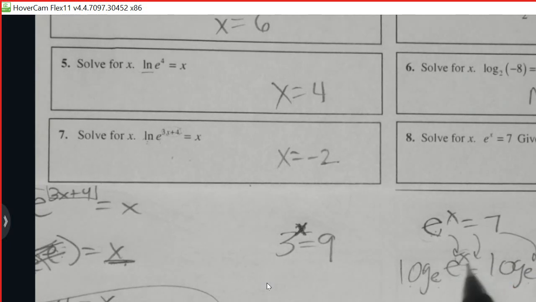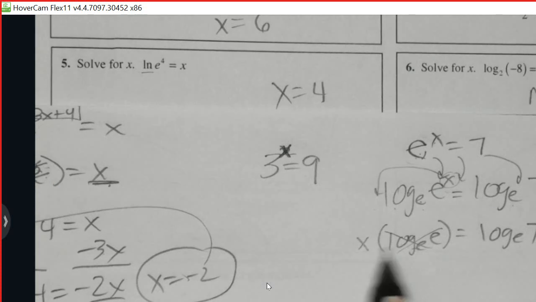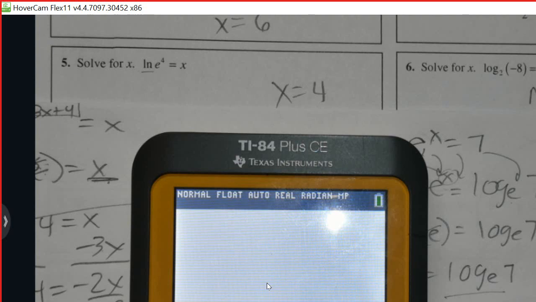As I told you, whatever the exponent is, it slips right in front every time, and I have x log base e of e equals log base e of 7. This doesn't just cancel out. It actually simplifies to 1, and 1 times x is just x. So I have log base e of 7. Now I'm going to grab a calculator, and we can replace log base e with ln. So I could do ln of 7 if that's what I wish.